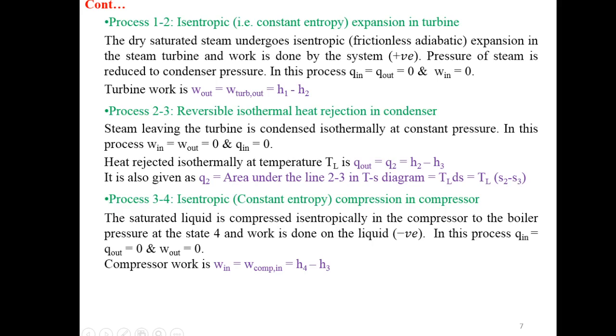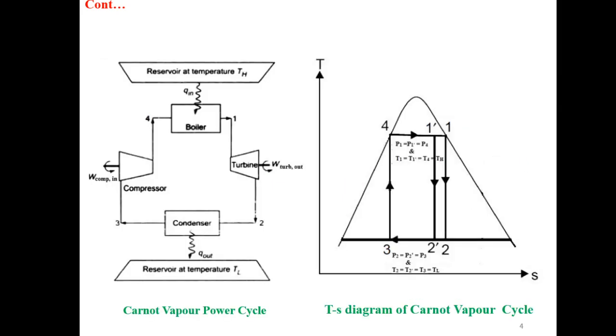Next is process 3-4, isentropic, that is constant entropy compression in the compressor. So here we have a compressor, entry point is 3, exit point is 4, and we are supplying work into the compressor. So work in. In this case Q in equal to Q out equal to 0, and W out is also equal to 0. So we have only W in this case.